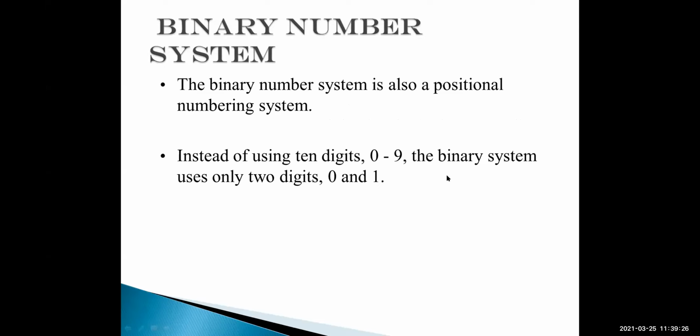Binary. In the binary number system, it is also a positional number system. Instead of 0 to 9, we are just using two digits only, 0 and 1. So total digits is 2. So the base of the binary number system is 2. Whenever they ask you in a one mark question why the binary number system base is 2, just give this answer: only two digits we are using, that is 0 and 1. That's why it's called the base 2 system.